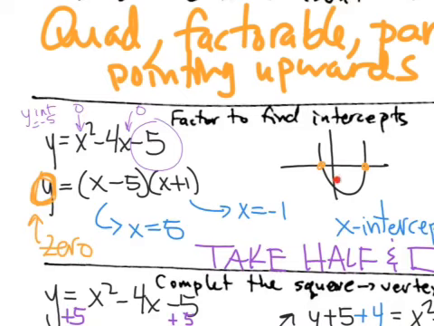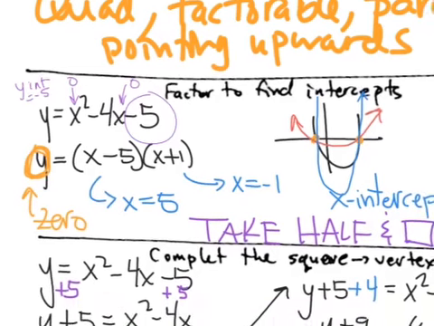So the basic graph would look something like this, where this is negative 1, and this is 5, but there are other things about the parabola we don't know. For example, how wide it is. So that parabola has the same x-intercepts, and this parabola has the same x-intercepts, but we don't know which one it is. So next up, we could also complete the square.